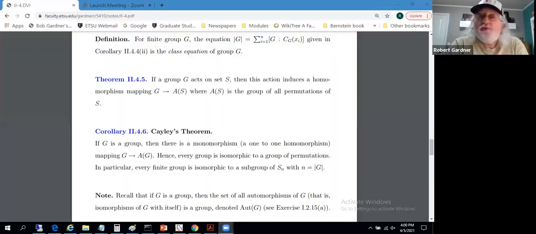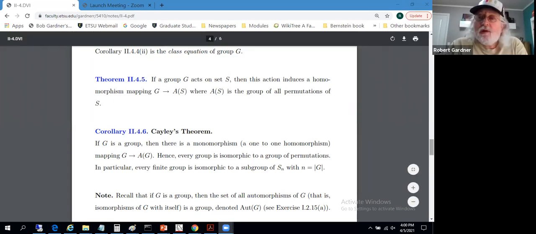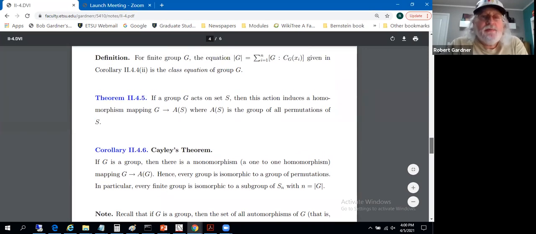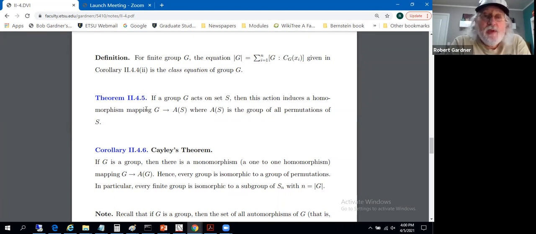Let's wrap up section 2.4, the section on group action. We've got, I think, 4 more results. We're still pulling corollaries off of theorem 2.4.5.